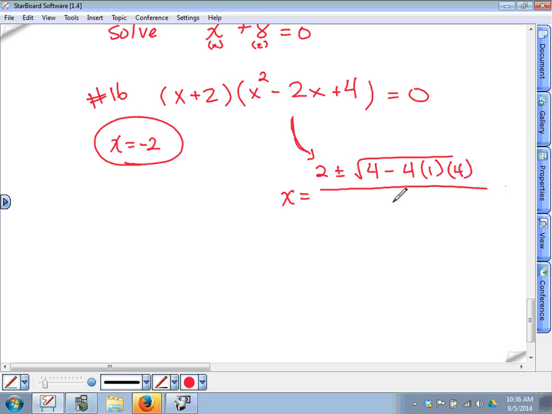All over. So this one's going to look almost exactly the same as the last one, except here we have a positive 2 instead of a negative 2. So x equals 2 plus or minus the square root of negative 12 again, all over 2. And I know I showed you before, I'm going to show you again. Negative 12 you would split up into negative 4 times positive 3.